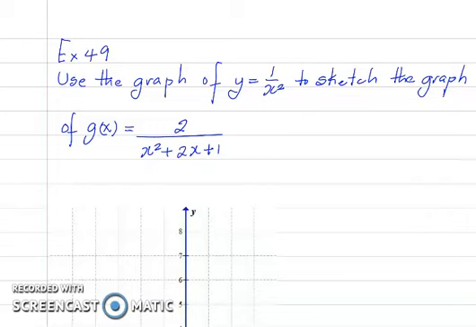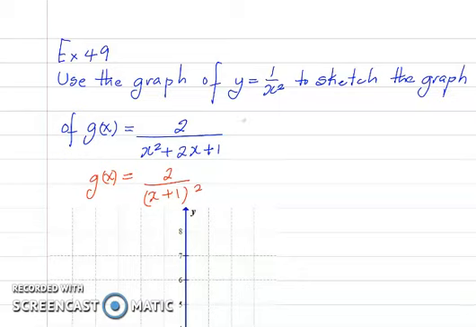Example 49 says: use the graph of y is equal to 1 over x squared to sketch the graph of g of x is equal to 2 over x squared plus 2x plus 1. First of all, g of x is equal to 2 over x squared plus 2x plus 1 can be written as g of x is equal to 2 over x plus 1 squared.